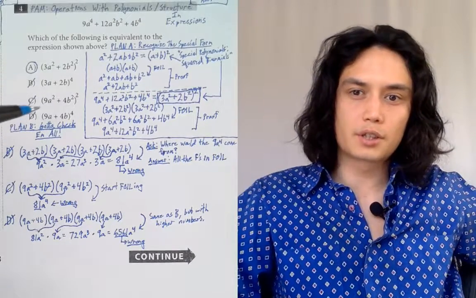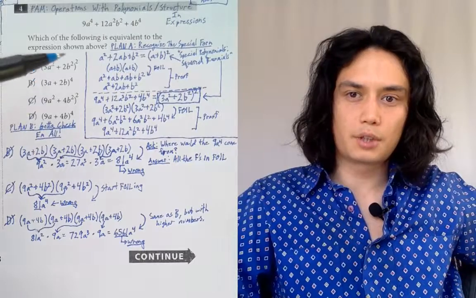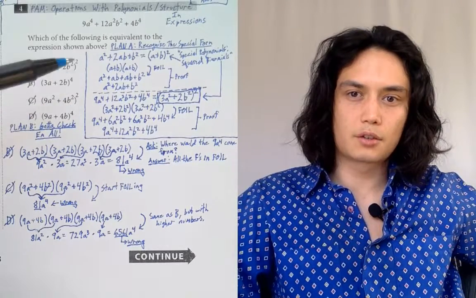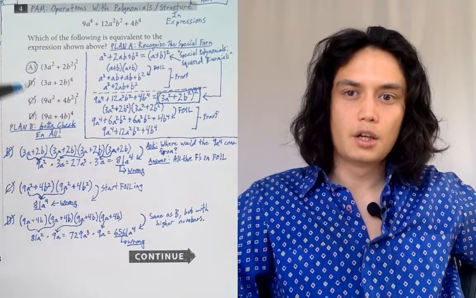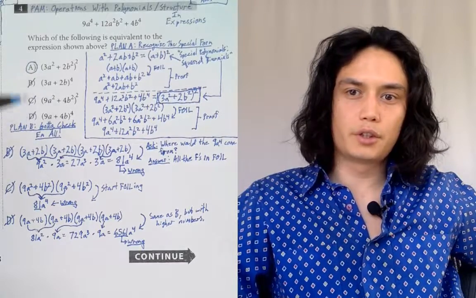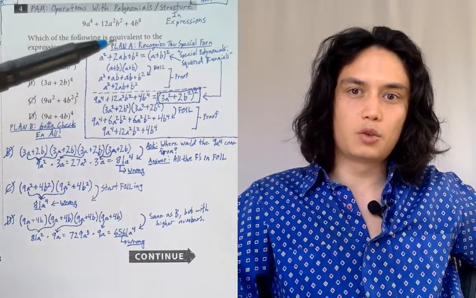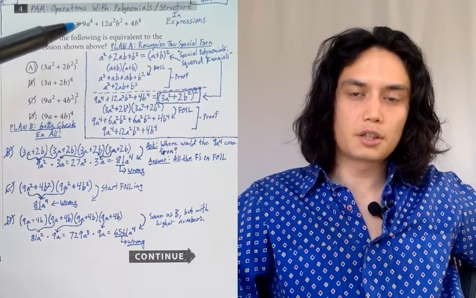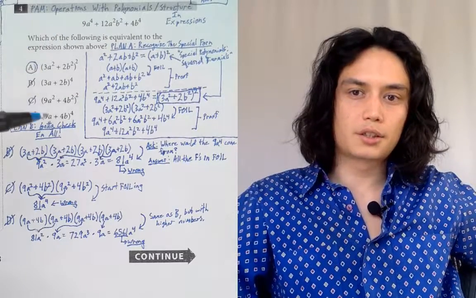There are 4 answer choices. It kind of looks like they have something in common too. They're all something in parentheses that's squared, or to the fourth. And they're saying one of these 4 and not the other 3 is going to be equivalent to this expression. We're going to take this expression and change it into something that looks like this.